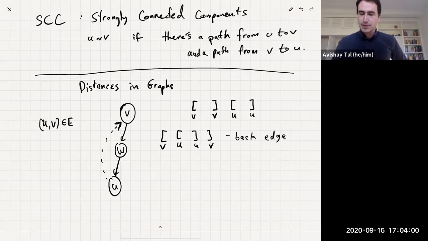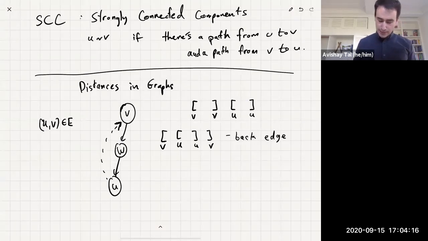Clara, does this answer your question? I think so. I'm just a little confused with the case with the forward edge, where that would be U, V, V, U.